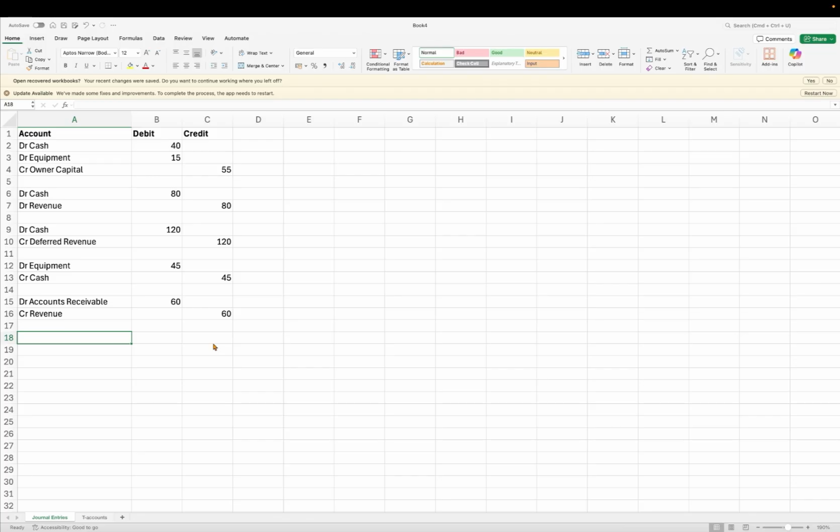Recording the journal entry for the 6th transaction. Here, the business borrows 100 loot from the Troll Bank, receiving it in cash. So due to the company's reception of cash, the cash account increases, right? Obviously, cash again is an asset, and assets increase with debits. So I debit cash for 100.